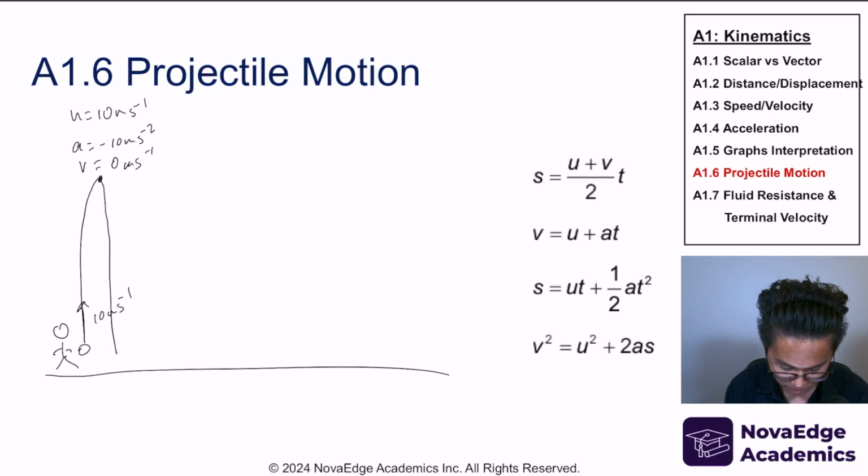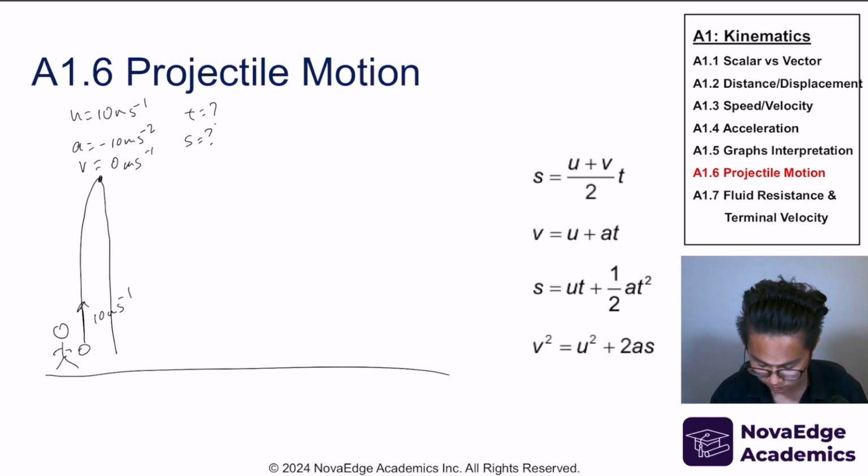Okay, so I know these three. Let's find t and s. For this, I can use any equation that has the three things we know. So let's do this one.